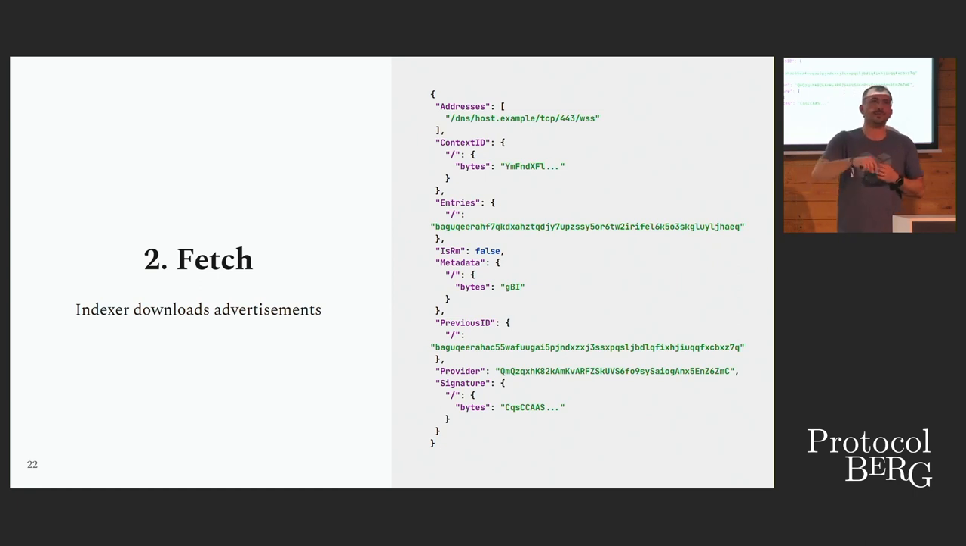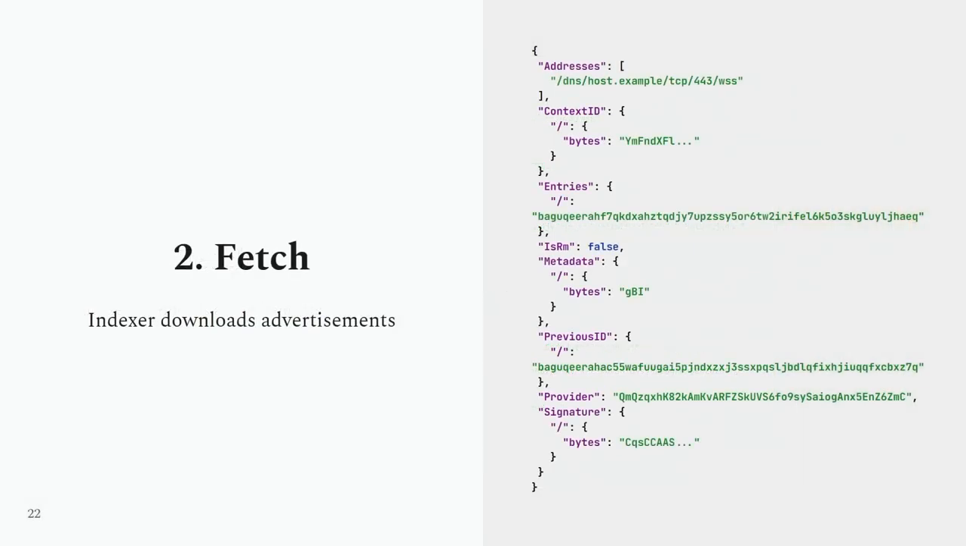By the way, I think Dennis mentioned this already. In IPNI, the big difference between IPNI and DHT is that you don't need to republish stuff. All you need to do in order to make sure your content remains retrievable is to be reachable as an index provider. You don't need to republish everything. Right. So that's also another advantage.